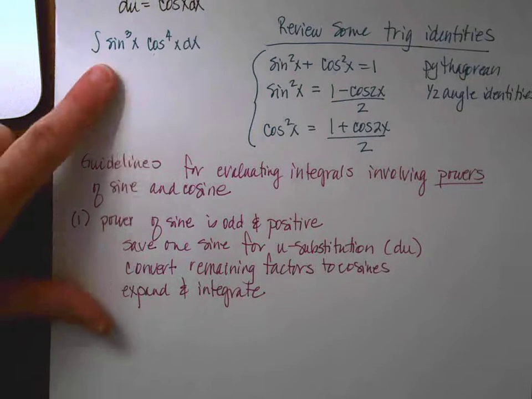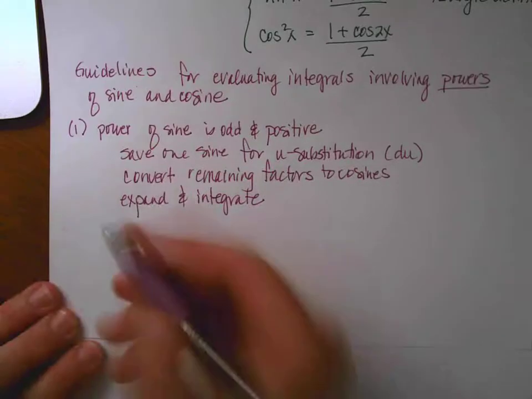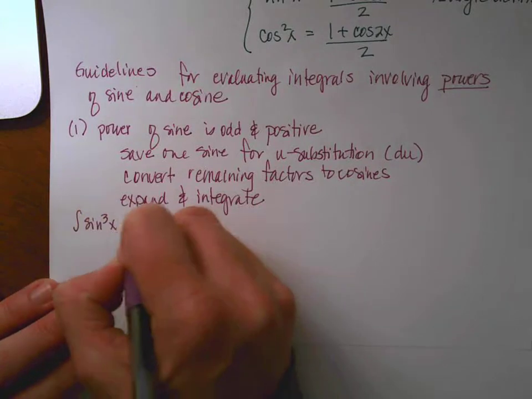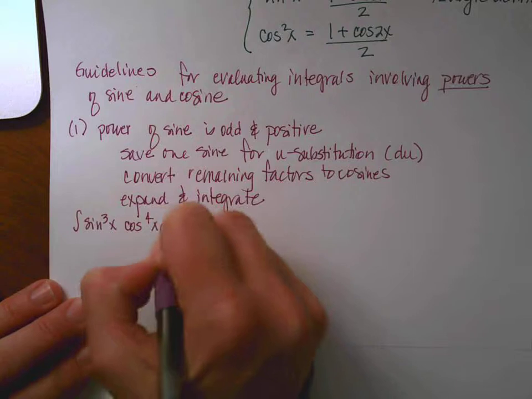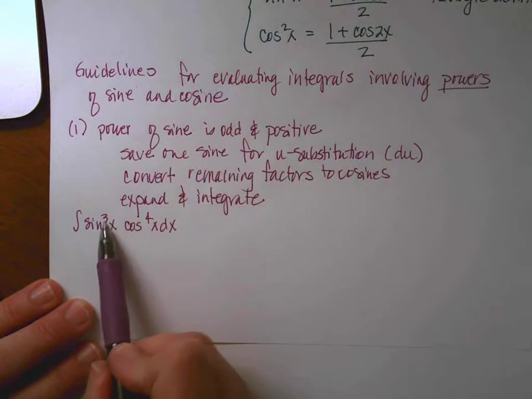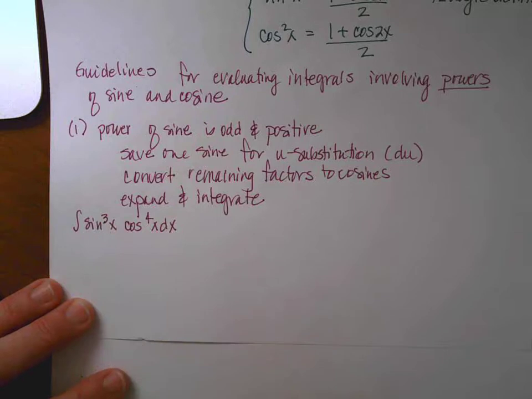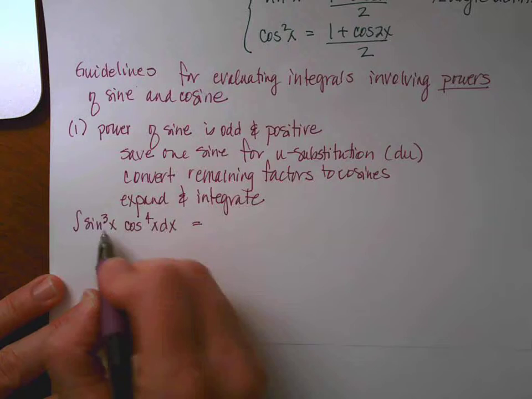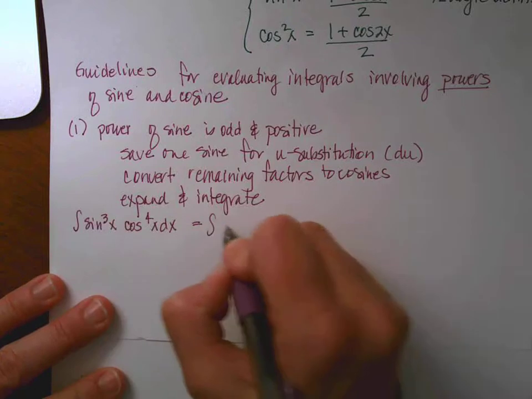Alrighty, so let's do the example that I wrote up here. I'm going to go ahead and rewrite it. So I had the sine cubed of x cosine to the fourth of x dx. We notice that the power on sine is odd and it's positive. So the first thing that I'm going to do is I'm going to rewrite this. I'm going to pull out one of my sines.